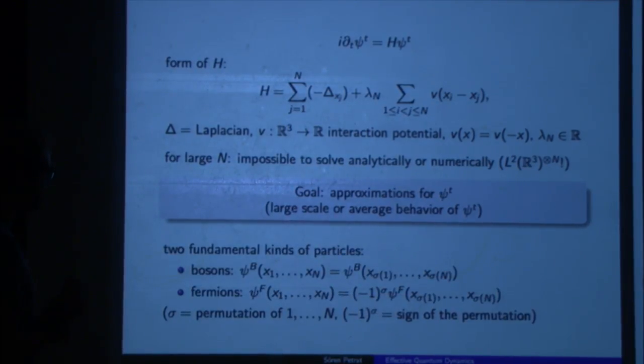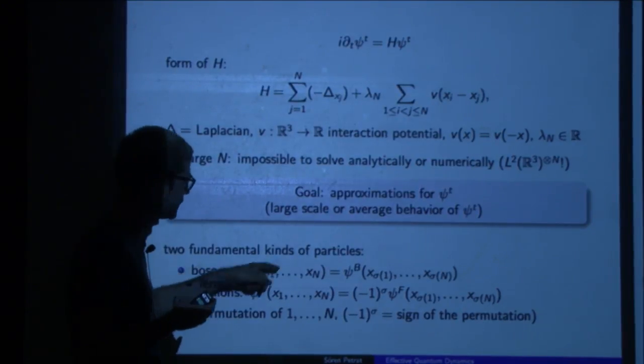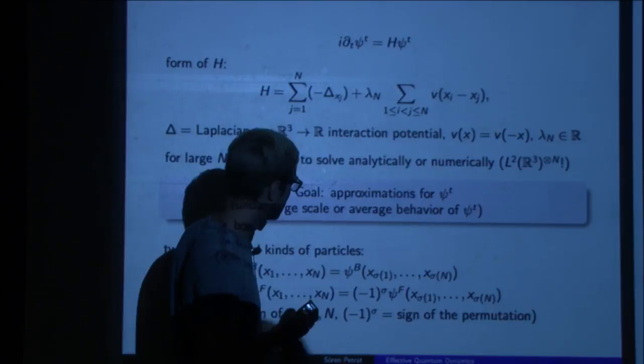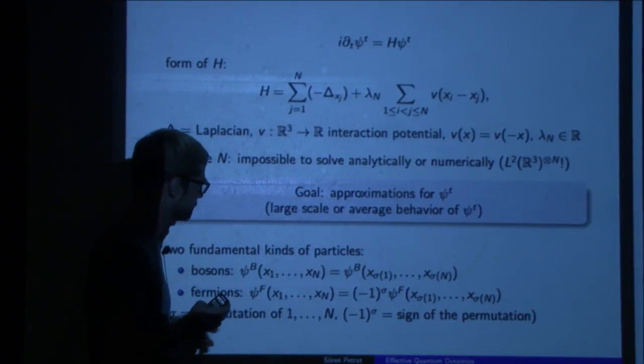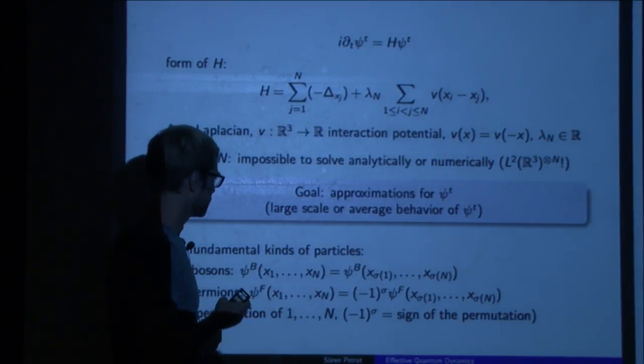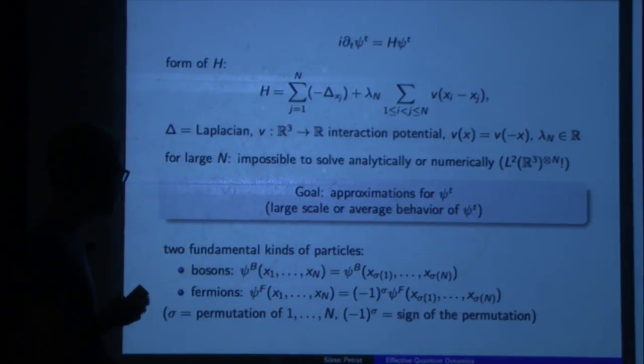And okay, before I come a little bit closer to what exactly I do, let me tell you there are two fundamentally different kinds of particles in nature. You can classify all elementary and composite particles into these two categories, namely bosons and fermions. And here it means that bosonic wave functions are symmetric under any exchange of variables. So sigma is here any permutation of 1 to n. If you permute these variables, the function stays the same.